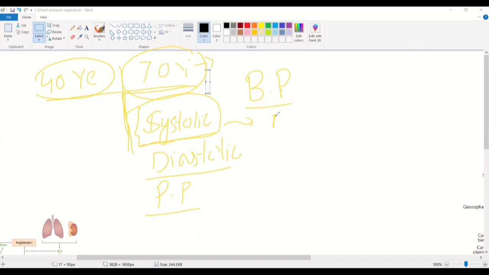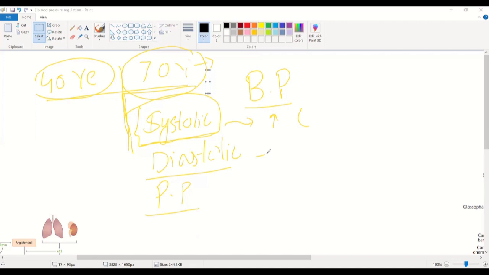Why systolic hypertension? Because of age-related stiffening of the aorta. It may be calcification, it may be due to atherosclerosis, right? These are age-related changes: calcification, atherosclerosis. So the aortic stiffening leads to a change where the left ventricle generates higher pressure to overcome this increased afterload, right? What happens to the diastolic blood pressure?